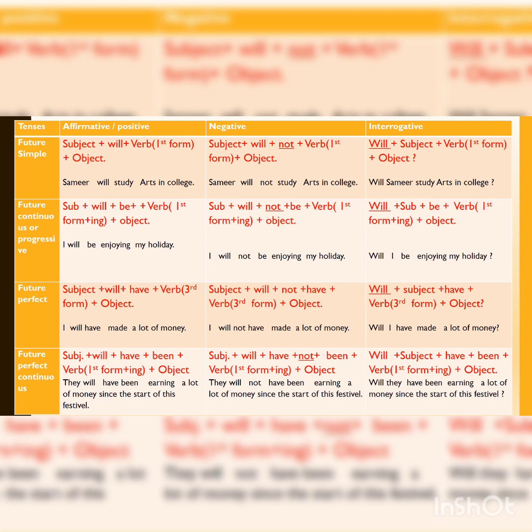In negative sentence, the structure goes like this: subject plus will plus not plus first form of verb plus object. For example, Samir will not study arts in college. Whereas in interrogative sentence, the structure goes like this: will plus subject plus first form of verb plus object. For example, will Samir study arts in college?